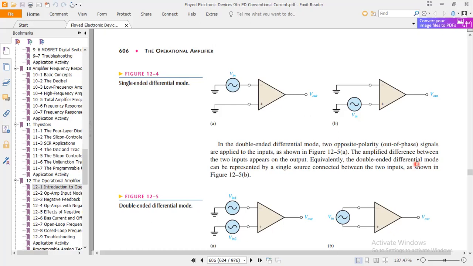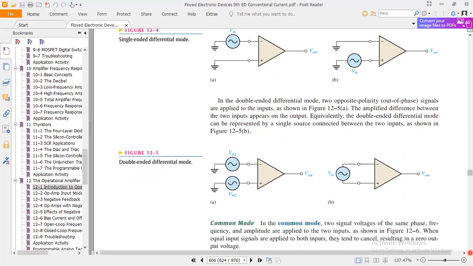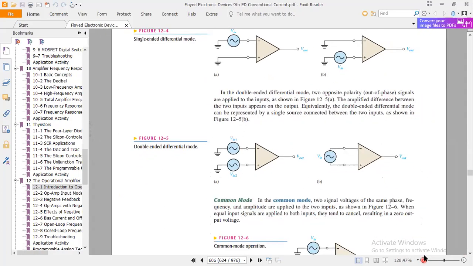Hopefully these three modes have been clear to you, and if you have any kind of question or query, please feel free to discuss. I will repeat and resolve your query and answer your question. If you have any question, please feel free to ask.